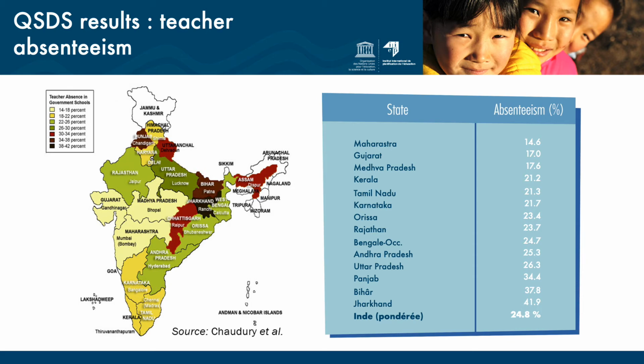The states where teacher absenteeism exceeds 30% are presented in red. This shows clearly where the priority should go in order to address such a phenomenon.